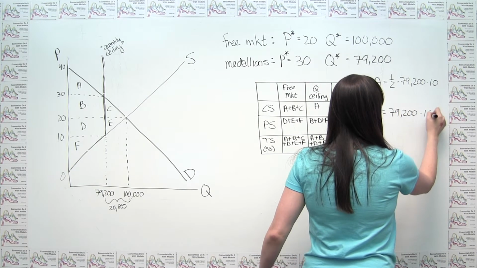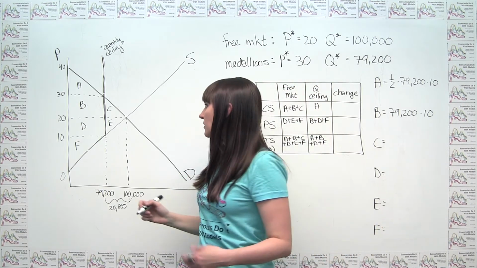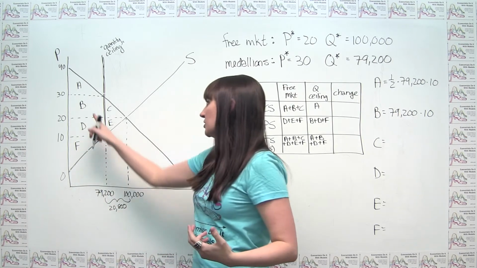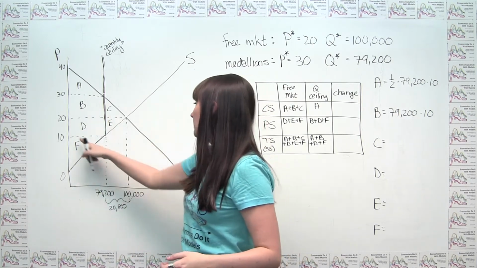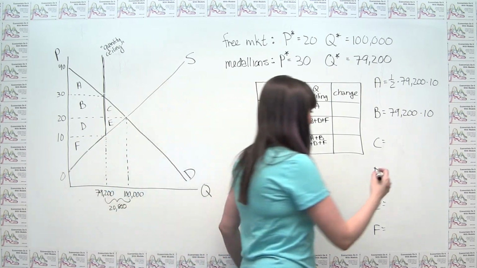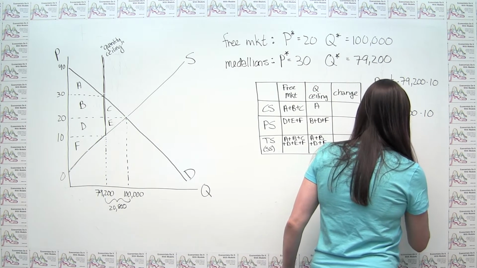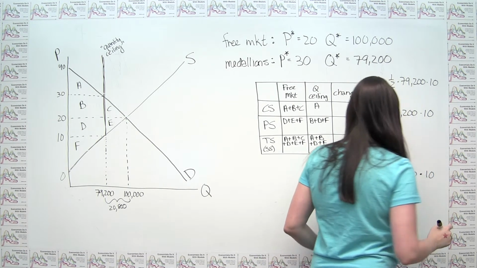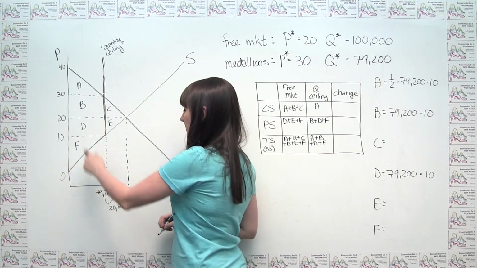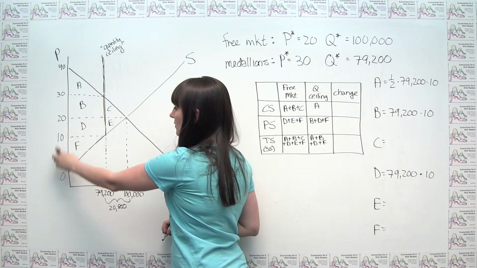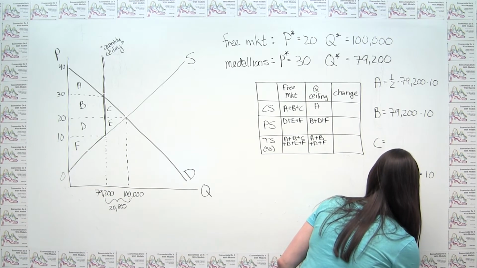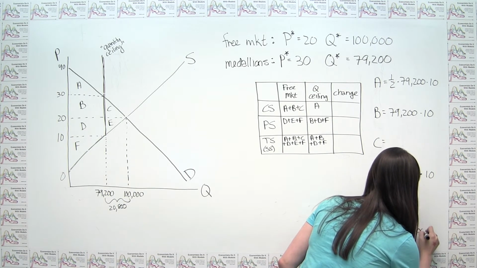So we get 79,200 times 10. We can go a little out of order and notice that area D is also a rectangle with dimensions similar to those of B. Again, we get 79,200 as our width times a height of 10. F has a base of 79,200 and a height of 10, but it's a triangle, so its area is 1/2 times 79,200 times 10.